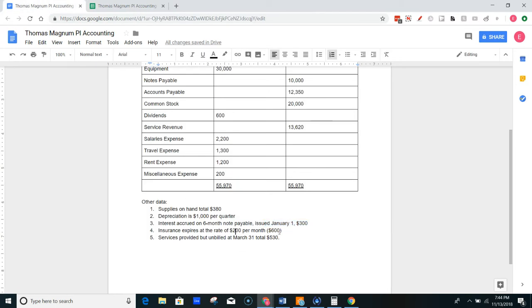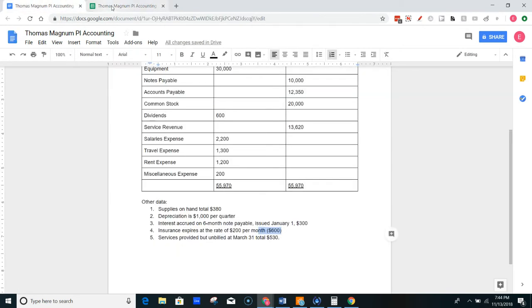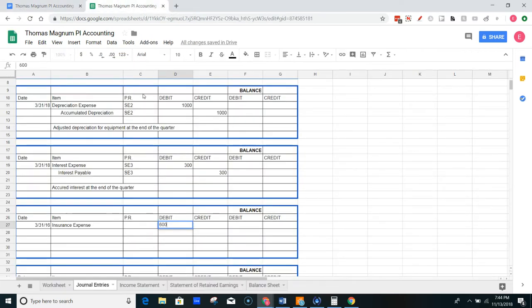Go back here, see number 4. Number 4 is our insurance. Insurance. So my credit is going to be my prepaid insurance. My debit is going to be my insurance expense. Pop in my date here. Insurance expense. Debit for the insurance expense is $600.